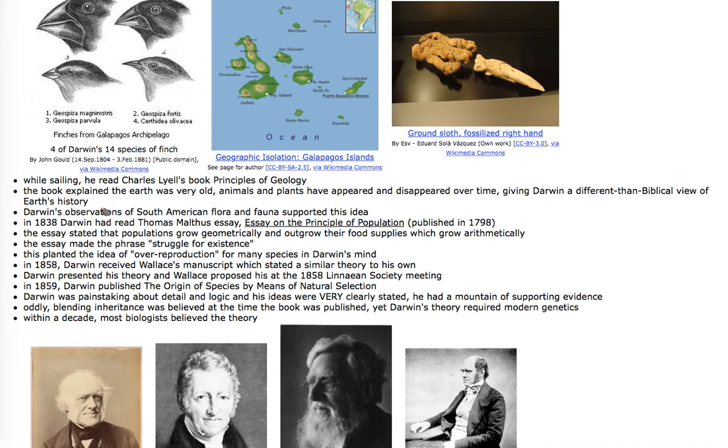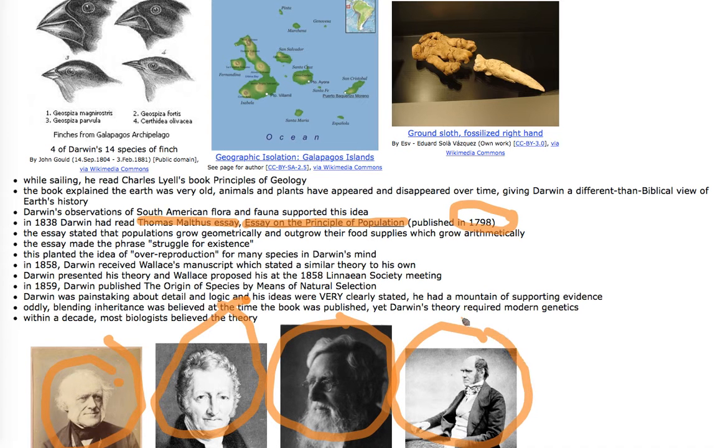and not been created in a couple of days of creation. In 1838, Darwin had read Thomas Malthus's essay. This was after he returned. Essay on the Principle of Population, published actually in 1798. This is Malthus down here. This is Lyell here. Here's Wallace here, actually. And here's good old Charles himself right there, later in life.